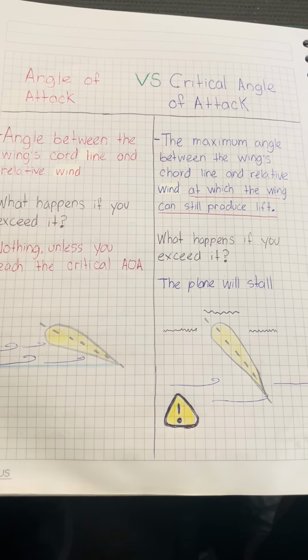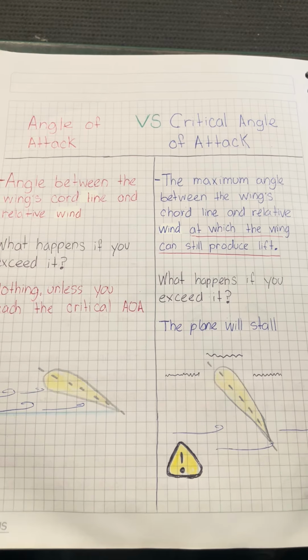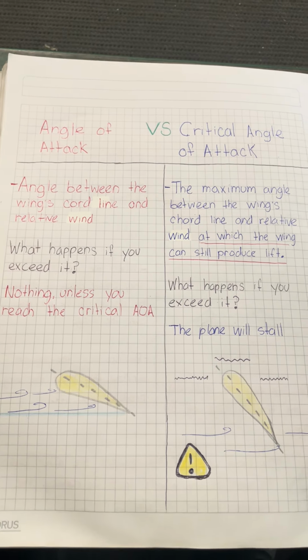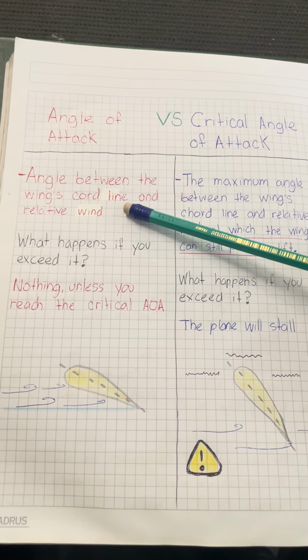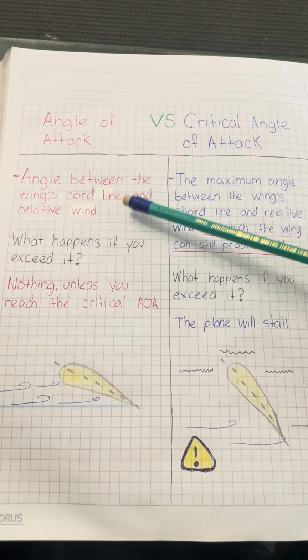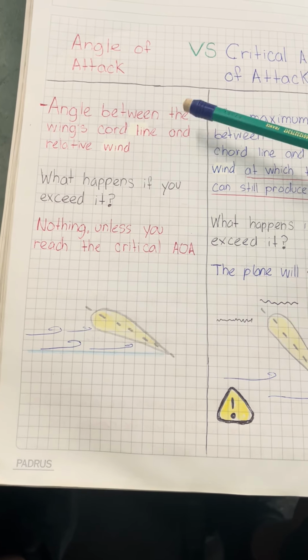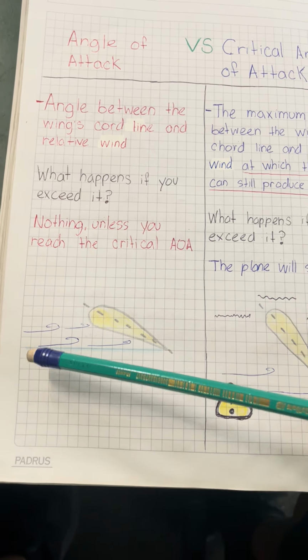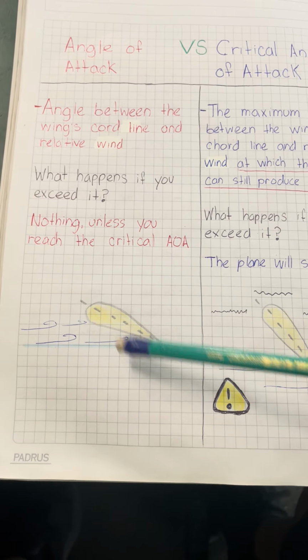What's up, guys? Today I'm going to talk about the difference between the angle of attack and the critical angle of attack. So right away, the angle of attack is the angle between the wing's chord line and relative wind. The wing's chord line, which is this dashed line going through the wing, and the relative wind, in this case, the wind that is approaching the wing.